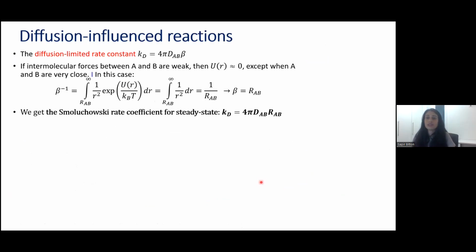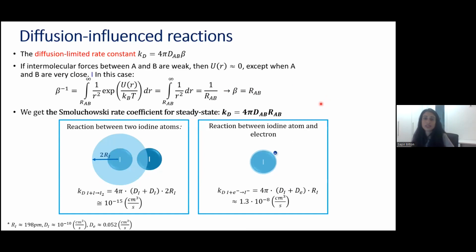So this equation can be simplified even more if there is no Coulomb force between the elements. Then we get this Smoluchowski equation for the diffusion-limited reaction constant for steady state. You can see it here. And for example, the reaction rate constant of 2 iodides becoming I2 molecule is 10^-15 cubic centimeter per second.